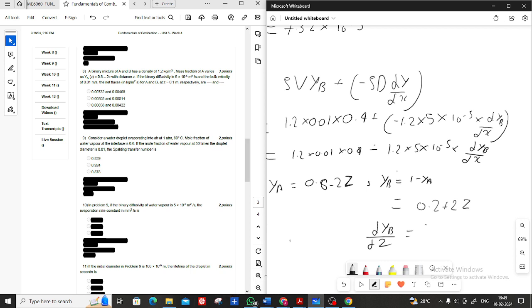See, YB is equal to 0.2 plus 2 into Z. This is not multiply. This is a plus sign. If you differentiate this linear equation, what will you get? You will get 2, right? This is plus, not multiplication.